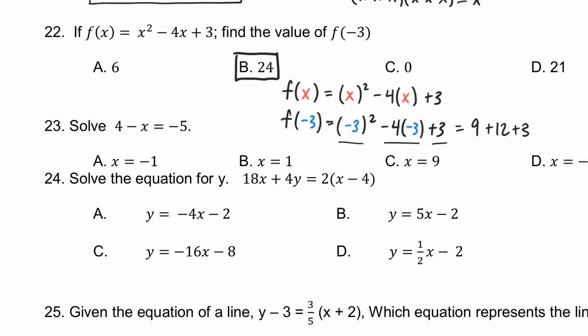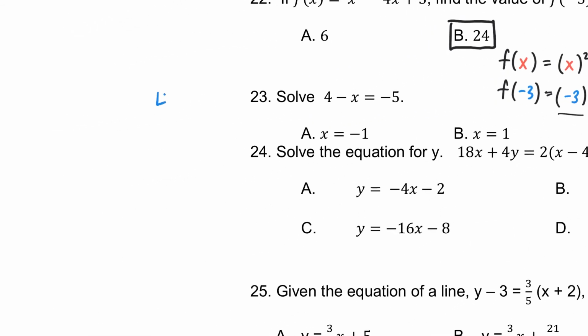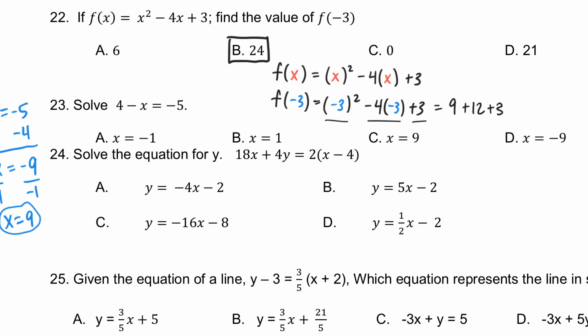All right, moving right along. 23, solve 4 minus x is equal to -5. So I'm just going to write this one over here. 4 minus x is equal to -5. If it was me, I would subtract 4 on both sides here. When you subtract 4, that's 0. So you get -x is equal to -9. And if -x is equal to -9, you could divide by -1, and you would get that x is equal to -9 over -1, which is +9. So x is +9 for that one.